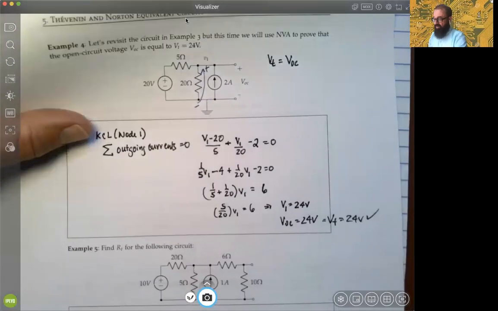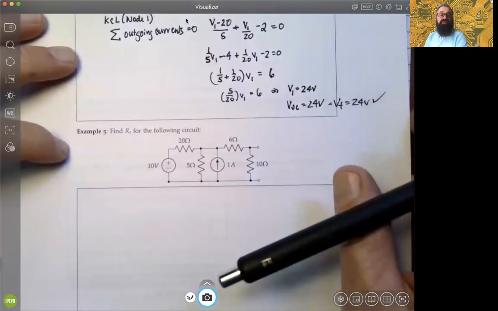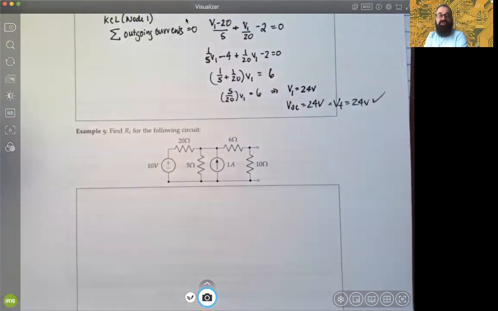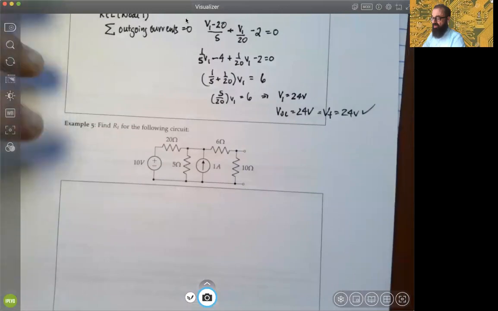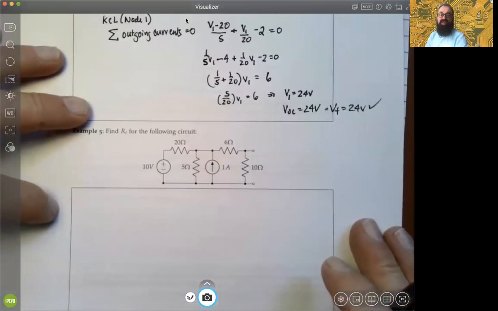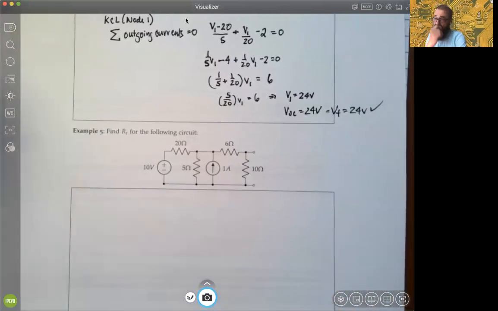Let's move on to example 5, the bottom, page 70. Let's find the Thévenin resistance for this circuit. It's a lot more complicated, all right? And I think when you see more complicated circuits in terms of a large number of resistances, the zero source approach is probably the most straightforward and less error prone, okay?